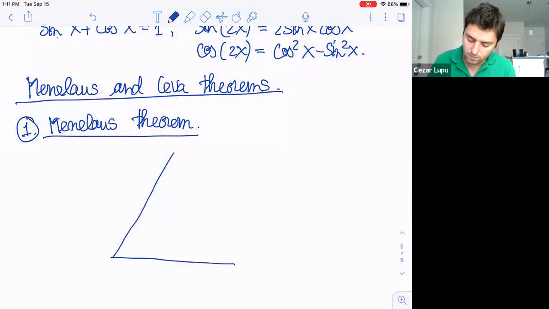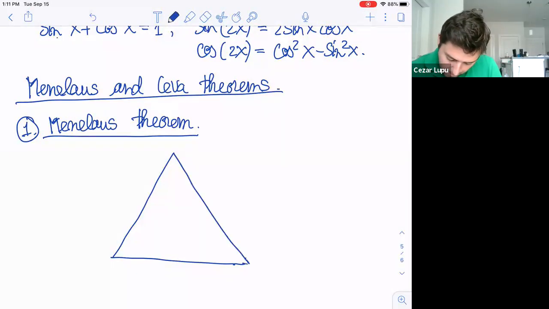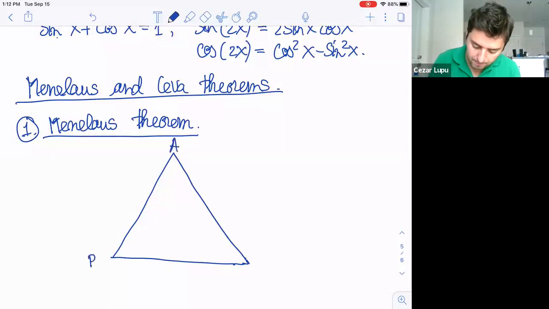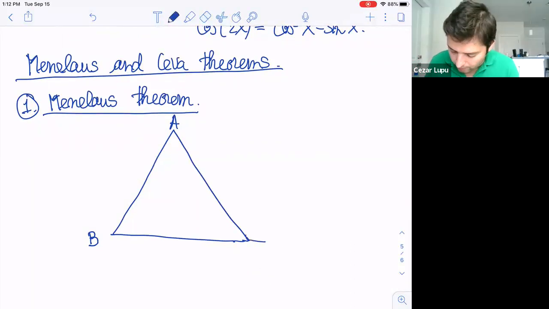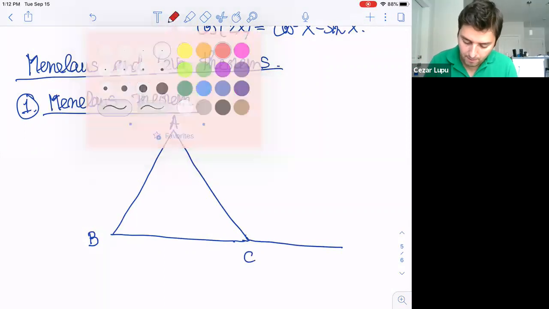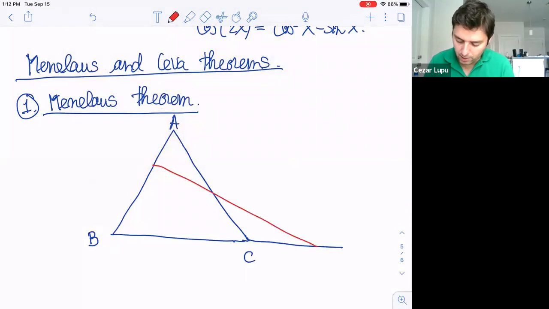Oh my God, I'm drawing these lines so badly. All right, so I have the triangle ABC. Now what I'm going to do is the following. This is C here. And I'll have this line, which will cut two of the sides at points inside the segments. Let's say I'll have here X, Y, Z. We call this XYZ a transversal.